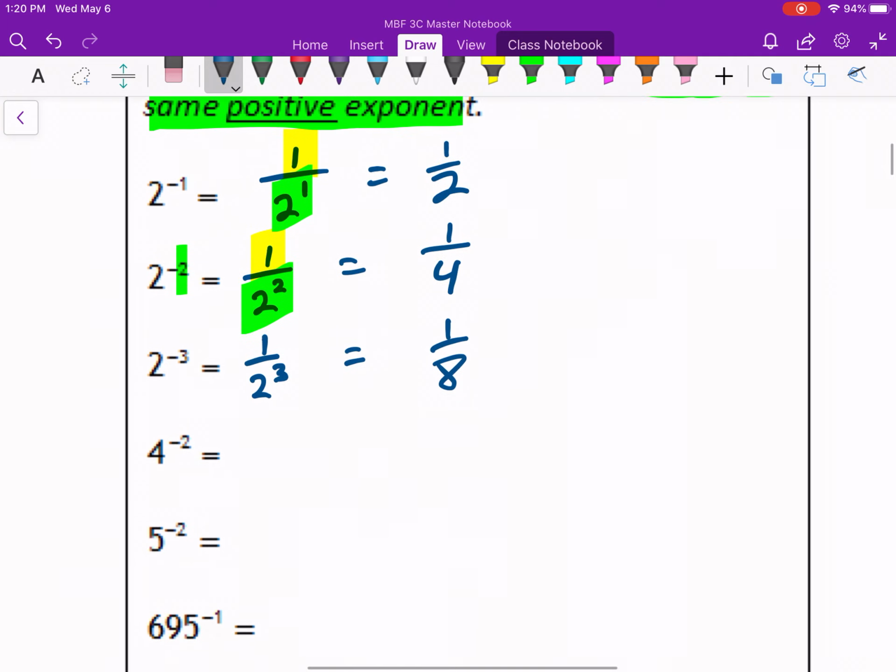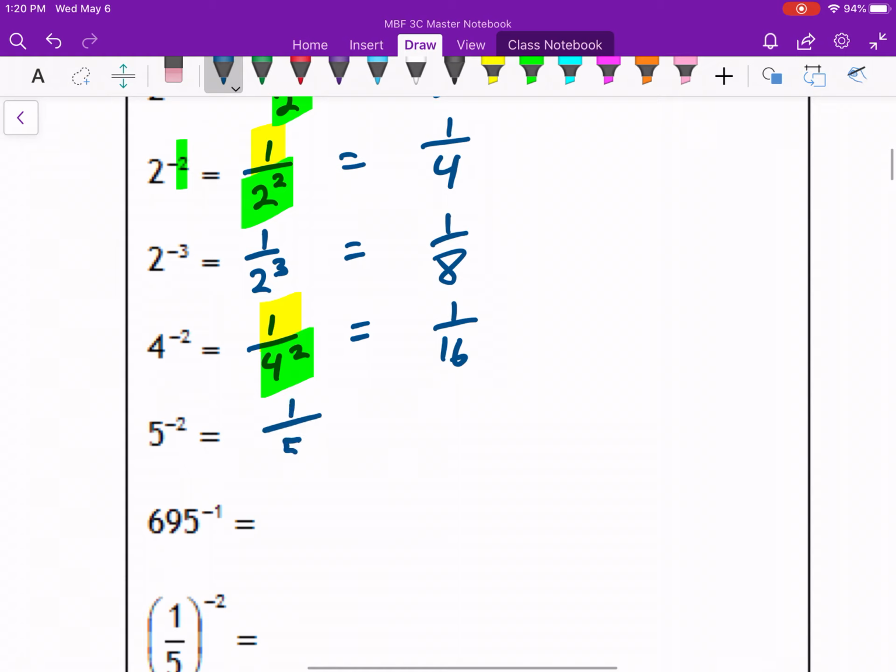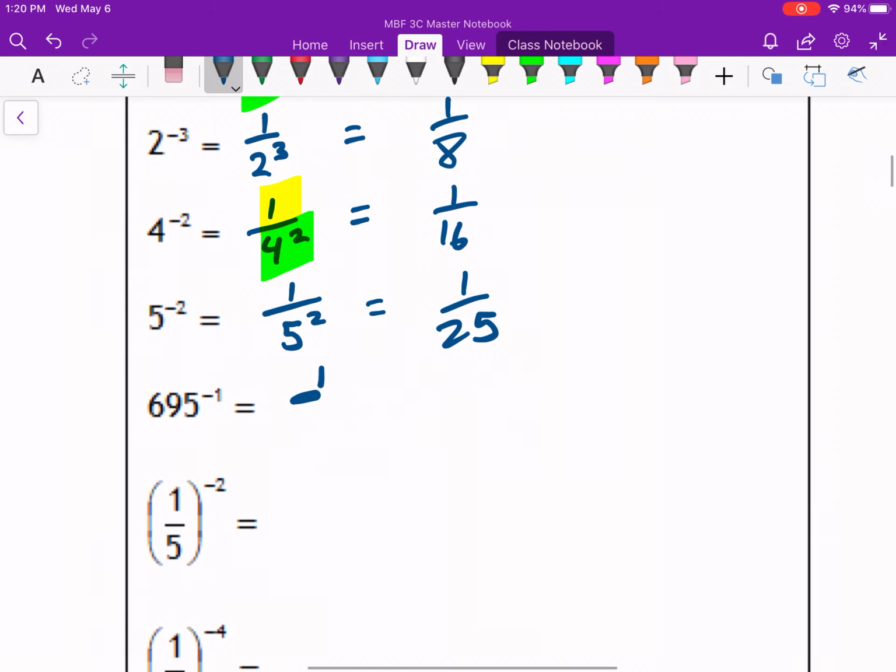Let's try some different bases. Now it's 4. So it's 1 over 4 squared. So we're still doing the same thing. It's always 1 over. And we're always keeping the same base, whatever we started with. Then you just have to figure out what the bottom works out to. Sometimes you have to do that. So 4 squared is 16. This would be 1 over 5 squared, which is 1 over 25. This would be 1 over 695 to the 1. But if it's just 1, then I don't need to write that exponent down. So it's just 1 over 695.